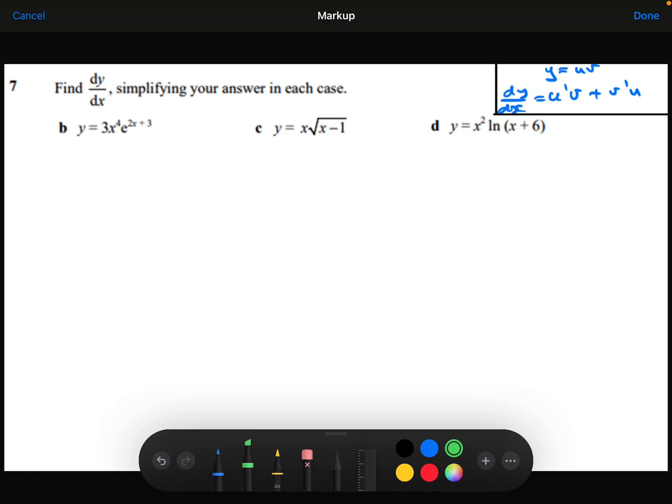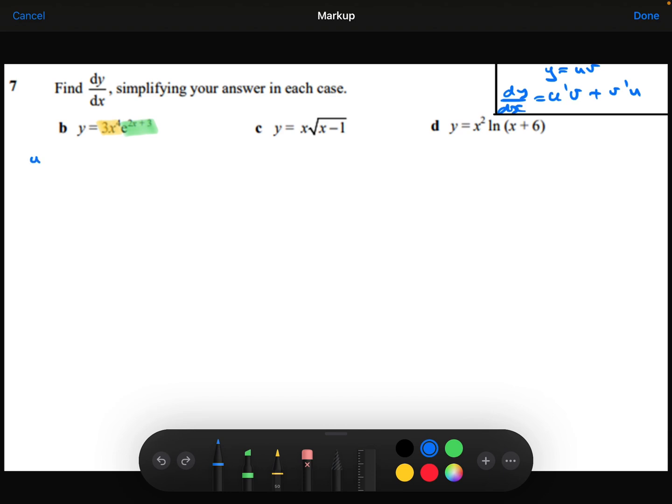We need to differentiate each of these functions. So firstly, y equals 3x to the power 4 times e to the power 2x plus 3. So this is the product of two functions. We've got the 3x to the power 4, and then we've got the e to the power 2x plus 3. So we're going to use the product rule. I have put a quick reminder of the product rule up here.